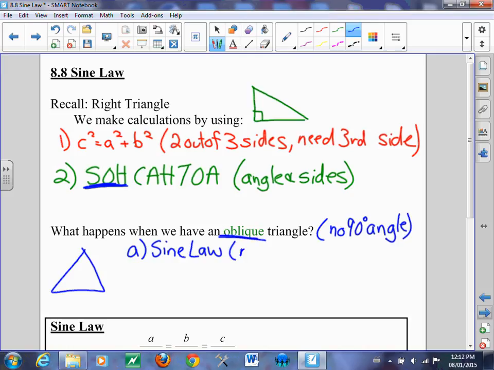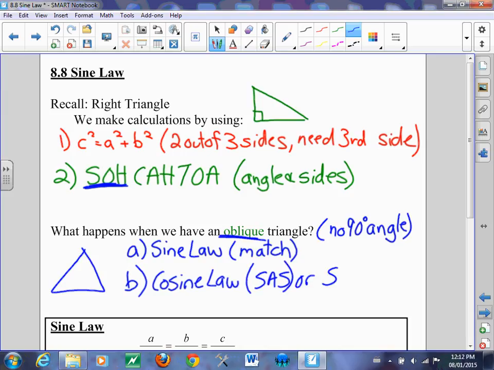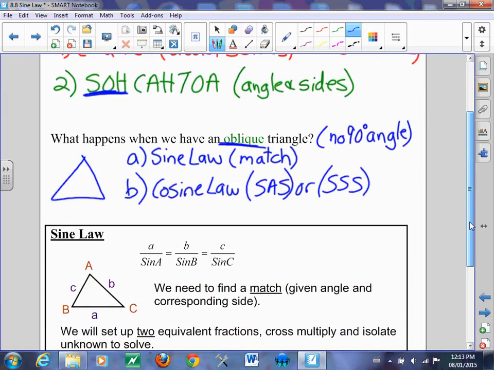And sine law is going to be used when you have what's called a match. I'll explain that a little bit in more detail, but basically you're given an angle with its opposite side with the values given. Okay? And then if you don't have a match, then you're going to use the harder one, which is called cosine law. So cosine law is like your last resort. Okay? And you're going to use that when you get side, angle, side, or side, side, side. And if it's side, side, side, you've got to find an angle. Okay? All right.